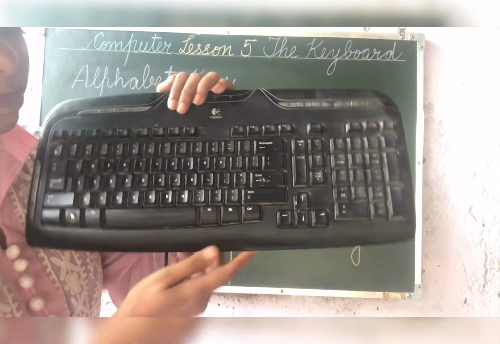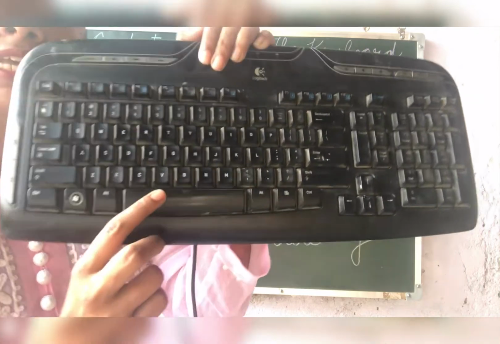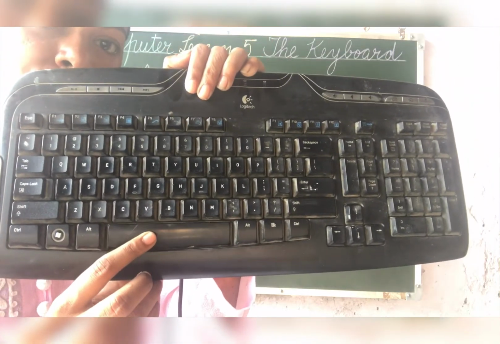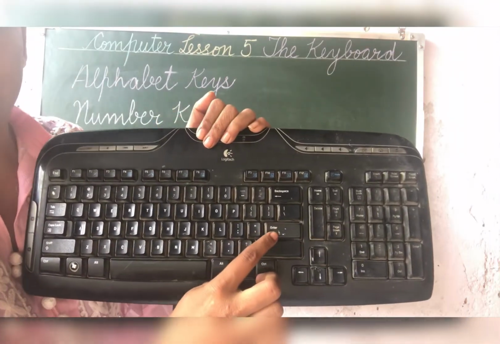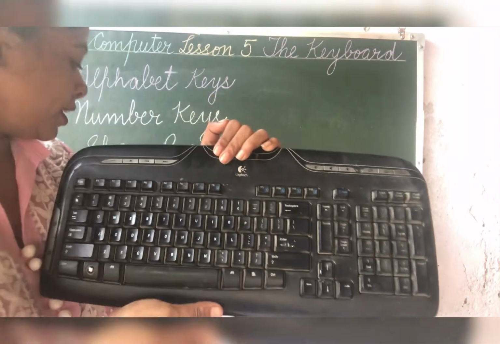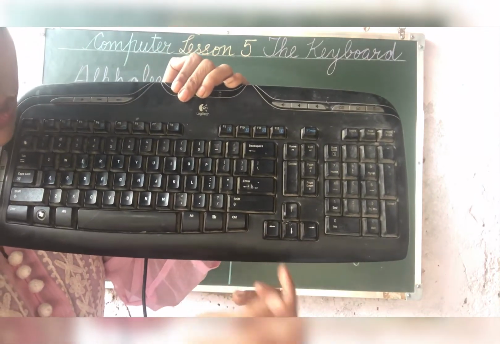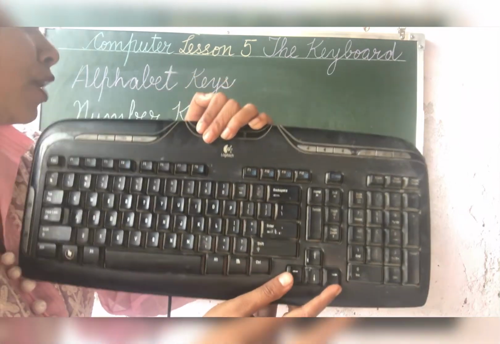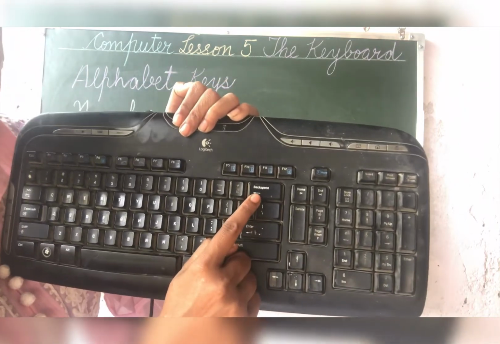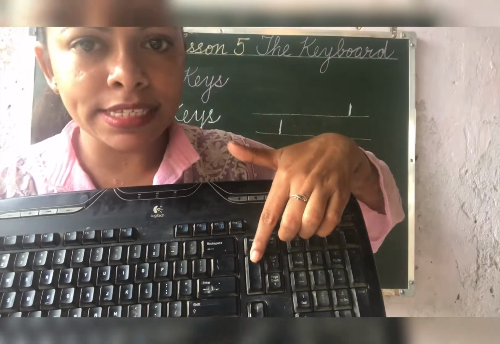Next one is space bar key. The longest key that is present on the keyboard is called space bar key. Next one is enter key. This is enter key. Okay. Then arrow keys. Now as you can see, 4 arrows are here. Right, left, up and down, and these 4 keys are called arrow keys. Then backspace key, it is already written there. This is backspace key and this is delete key.